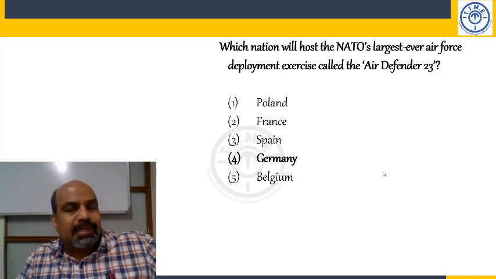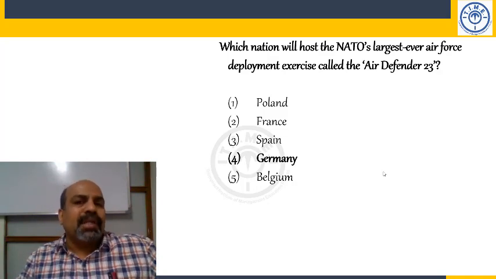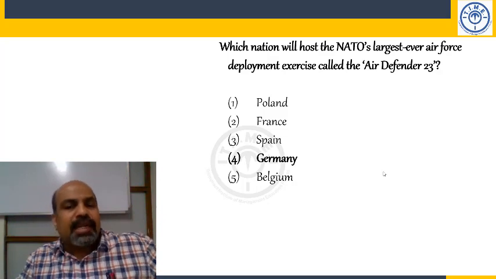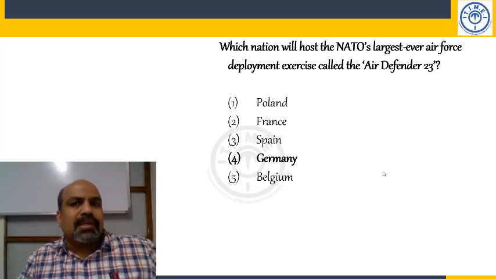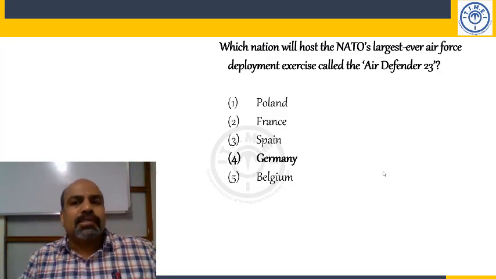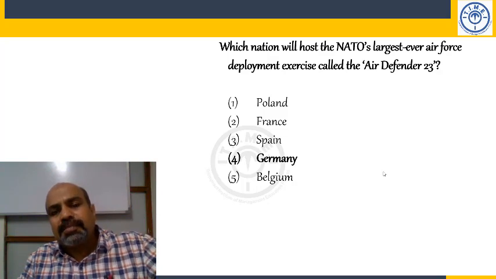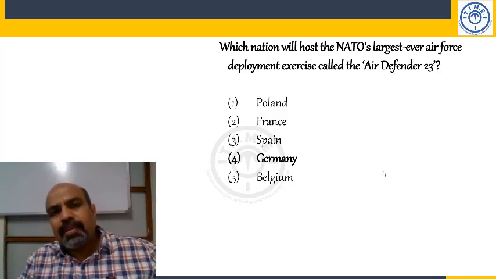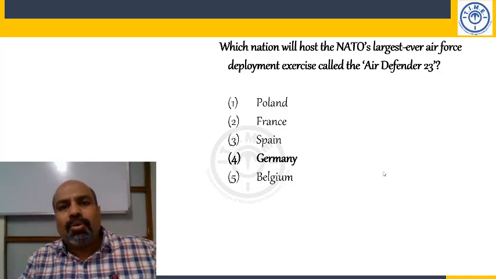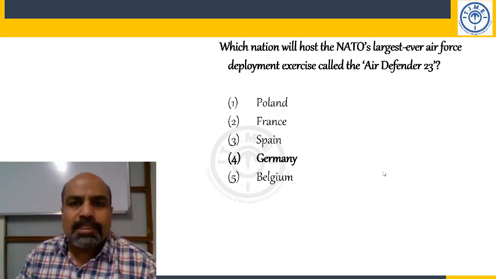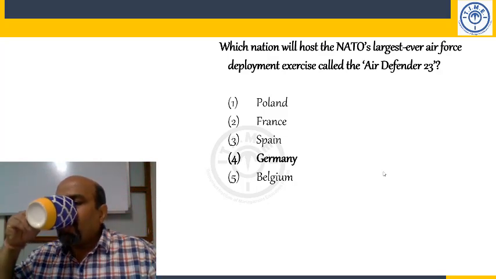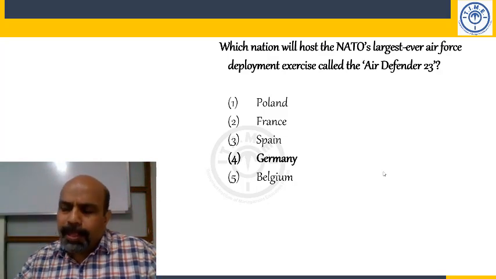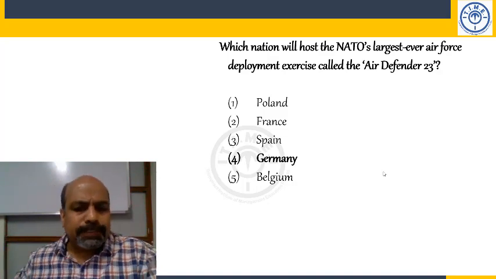As you know, NATO was started as a military alliance in 1949. Originally it had, I think, 12 members. Now there are 31 members. Its secretary general is Jens Stoltenberg. Jens, J-E-N-S, Stoltenberg, S-T-O-L-T-E-N-B-E-R-G. He's from Norway. He's an ex-prime minister of Norway.